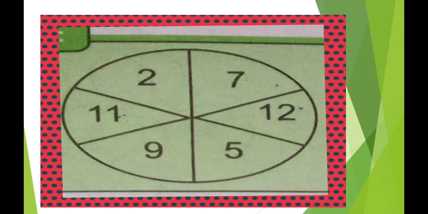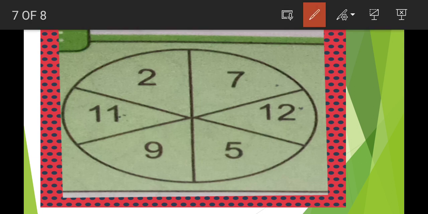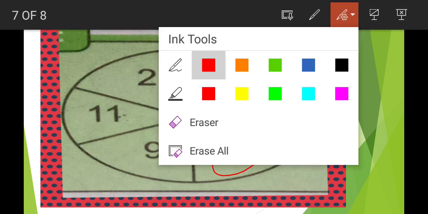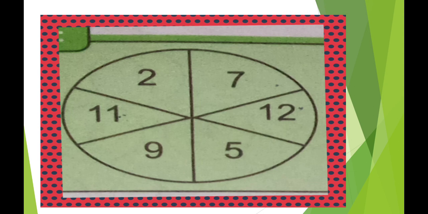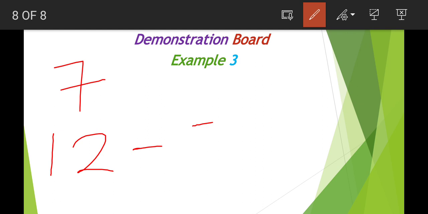Then, assuming 7 was not given to us, how do we get it? We easily say 12 minus 5 is equal to 7. Let's move straight to our demonstration board. Assuming 7 was not given, for us to get 7, we simply say 12 minus 5 is equal to 7.